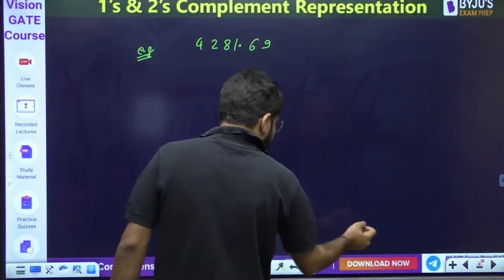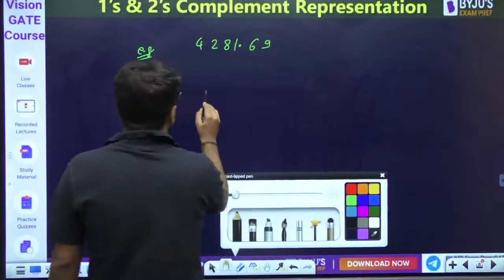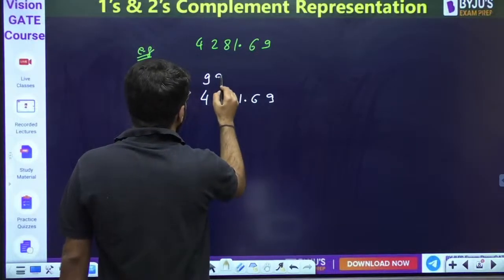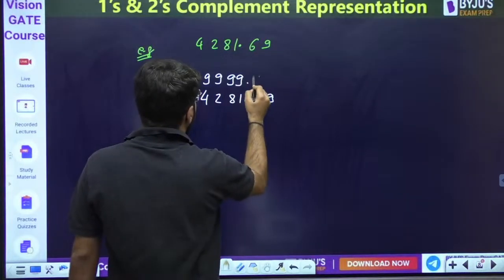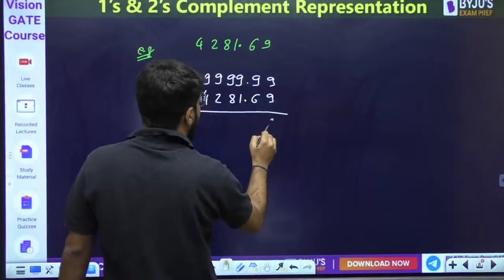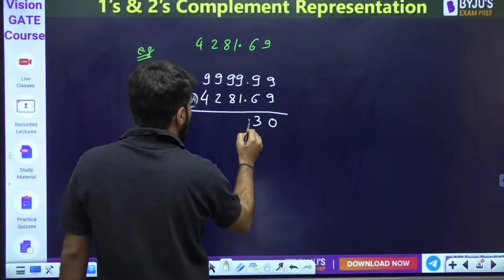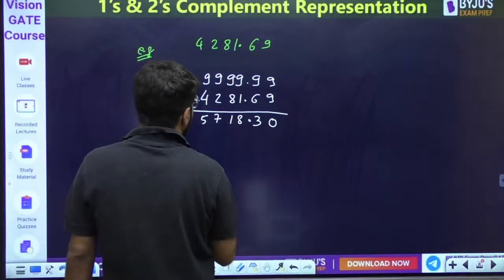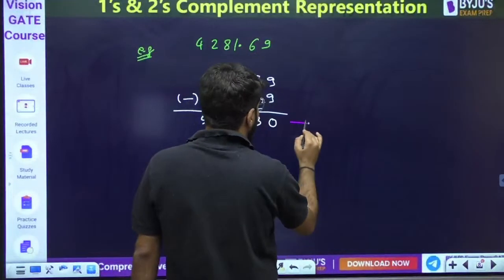4281.69, this is the decimal number. Now subtract every digit by 9. Subtract every digit by 9. So we subtract: 9 minus 9 is 0, 9 minus 6 is 3, 9 minus 1 is 8, 9 minus 8 is 1, 9 minus 2 is 7, 9 minus 4 is 5. This is the answer for 9's complement.